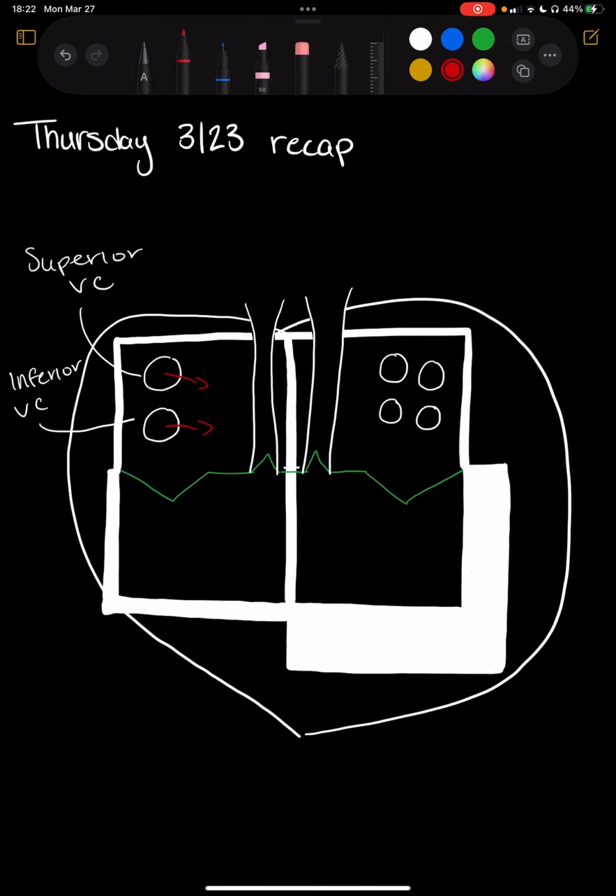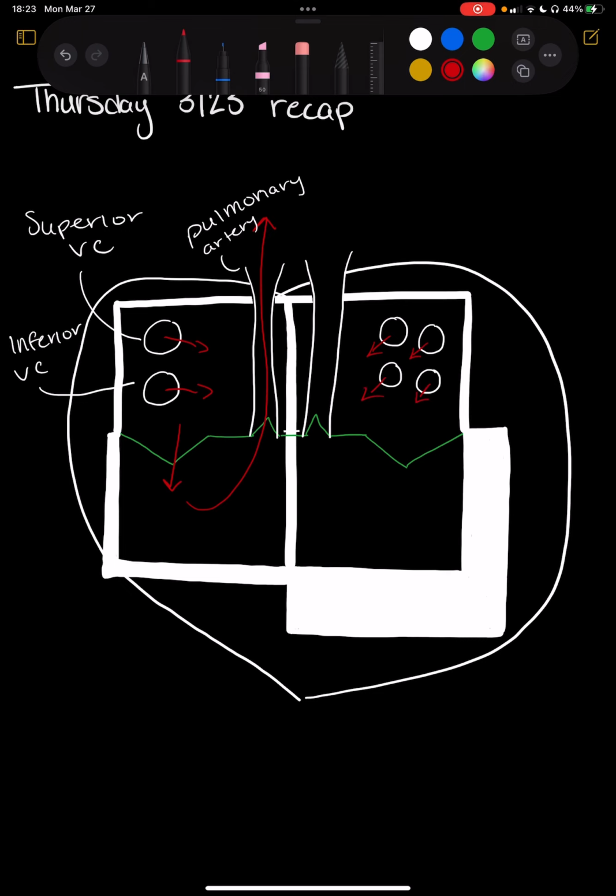Into the lungs. Upon returning to the heart, the blood will enter the left atrium via the 4 pulmonary veins. It is then squeezed through the mitral valve to the left ventricle, then out the aortic valve into the aorta.